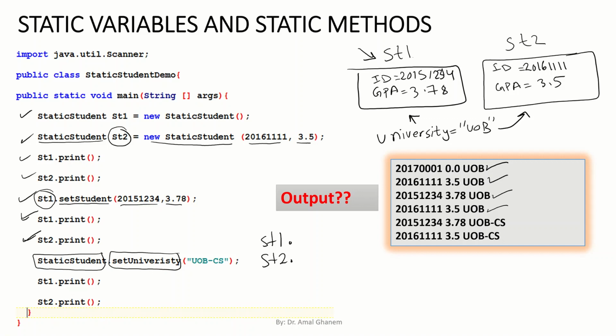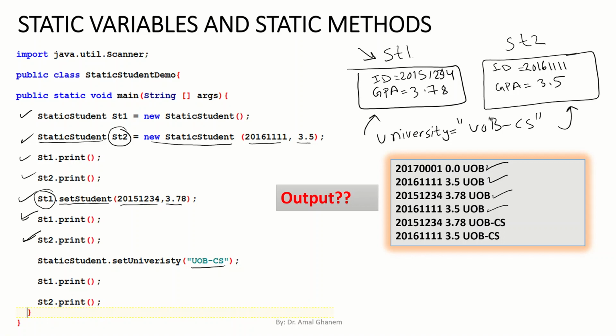All of these statements will do the same job, which is call the method and change the value of the university. We will take the new value, which is UOBCS, and save it in university. So this will be changed, and we will call it UOB-CS. Again, remember, this is a shared variable, so the value will be changed for st2 and also for st1.